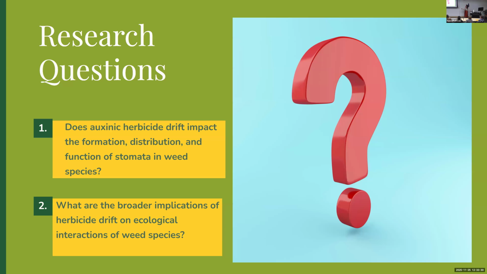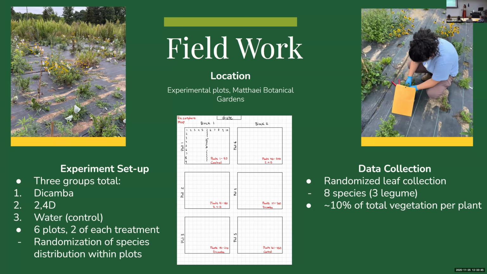So our research questions. Does auxinic herbicide drift impact the formation, distribution, and function of stomata in weed species? And what are the broader implications of herbicide drift on ecological interactions of weed species? So a little bit about the field work that we've been doing. I've been here since August during that summer field season. Shout out to everybody who was working out in the fields then.